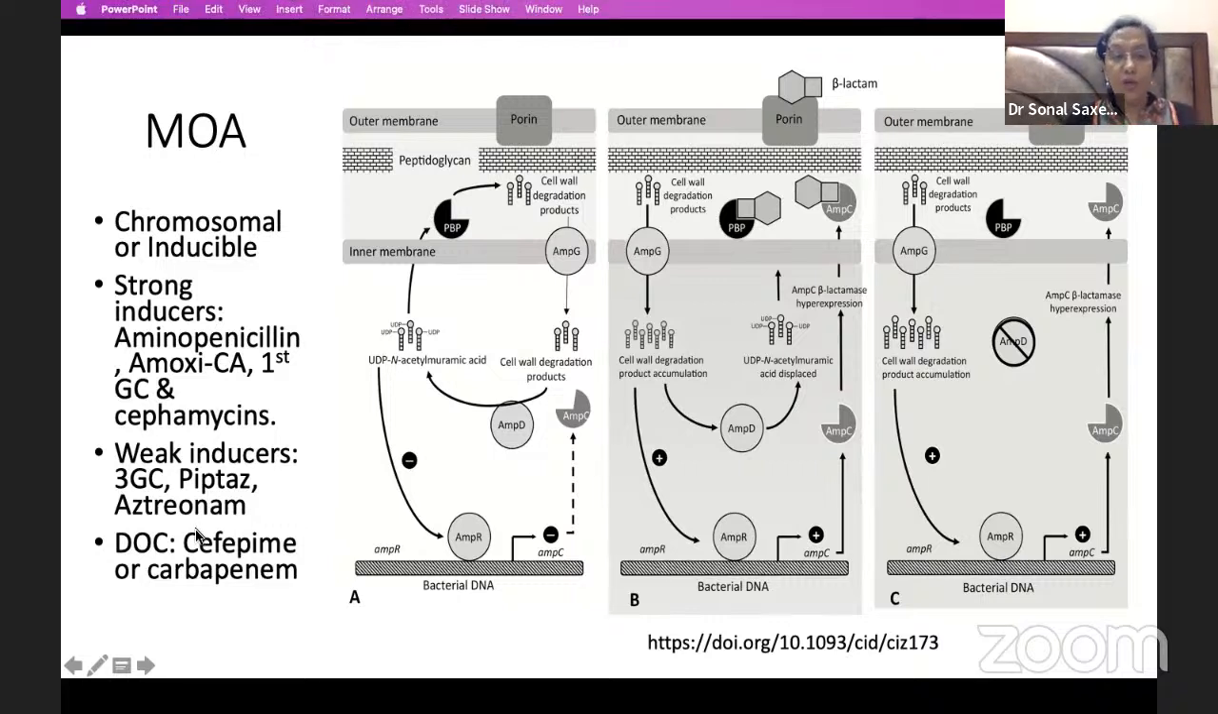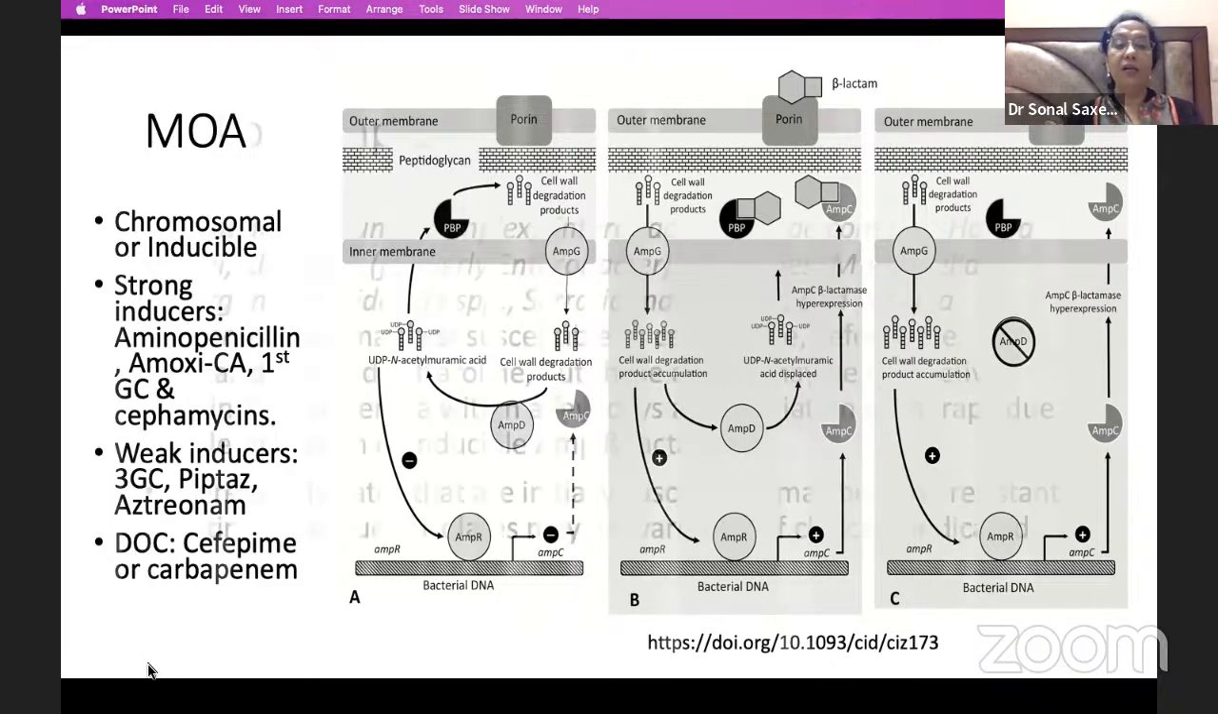What are the strong inducers? Any aminopenicillin, any amoxicillin clavulanate, first generation cephalosporin, and cefamycin. If you realize, these are mostly the Access group of drugs by WHO. These are the ones which are usually given at peripheral healthcare setup, and by the time the patient comes to you at a tertiary healthcare level or a medical college level, you will have these patients already producing this AmpC. 3GC, Piptaz, and Aztreonam are again strong inducers, and the drug of choice here would become again cefepime or carbapenem if they are sensitive to it.